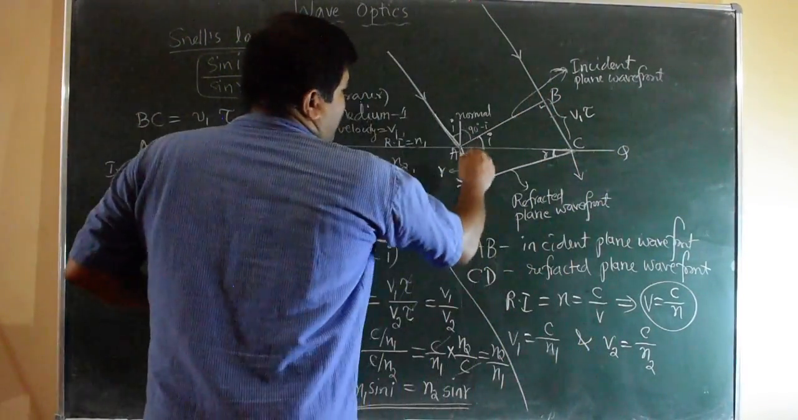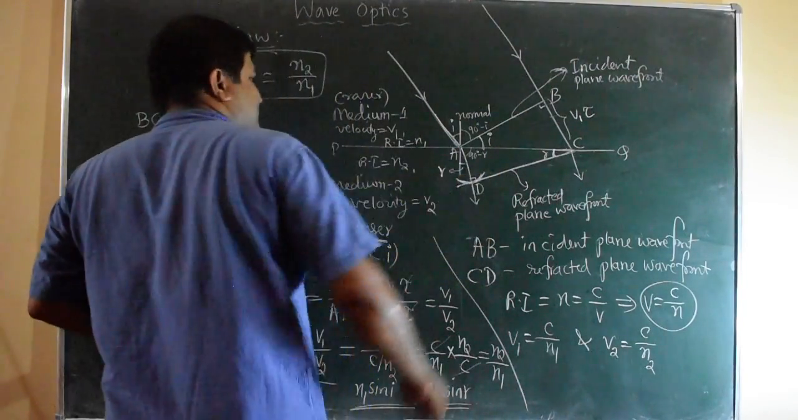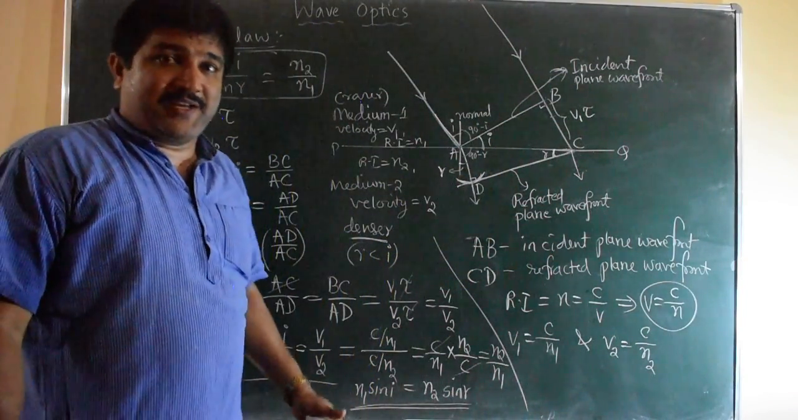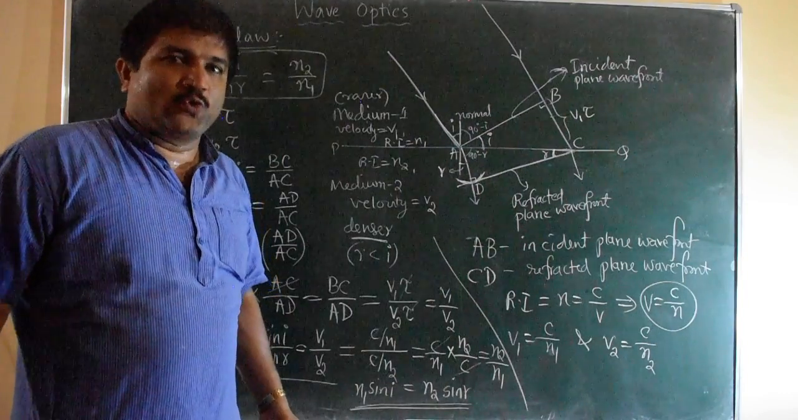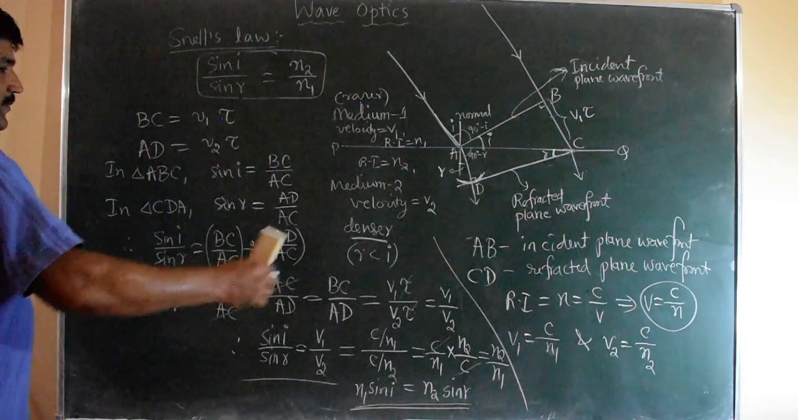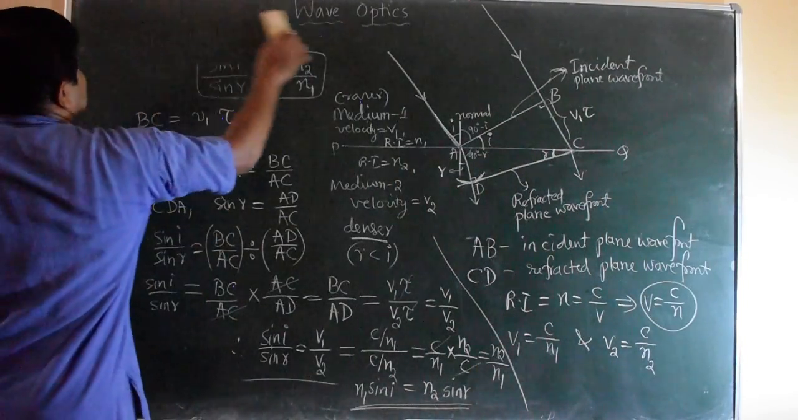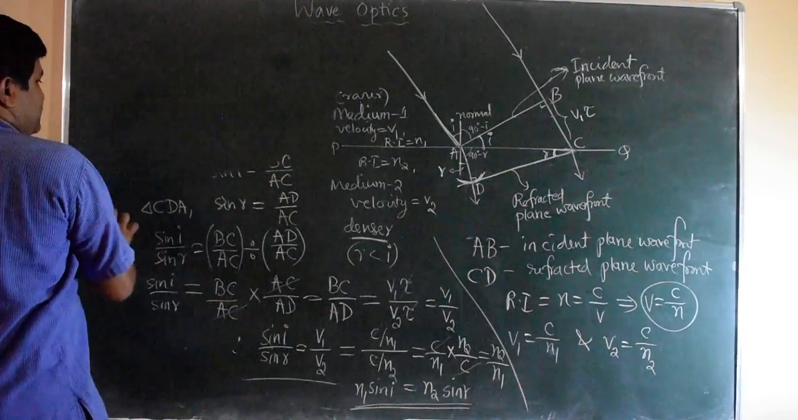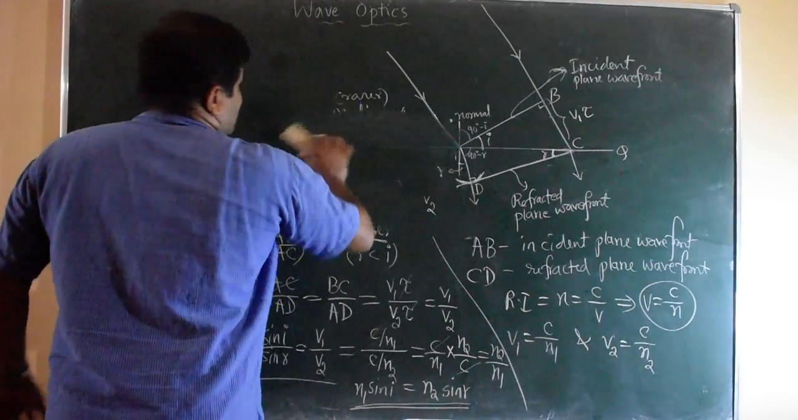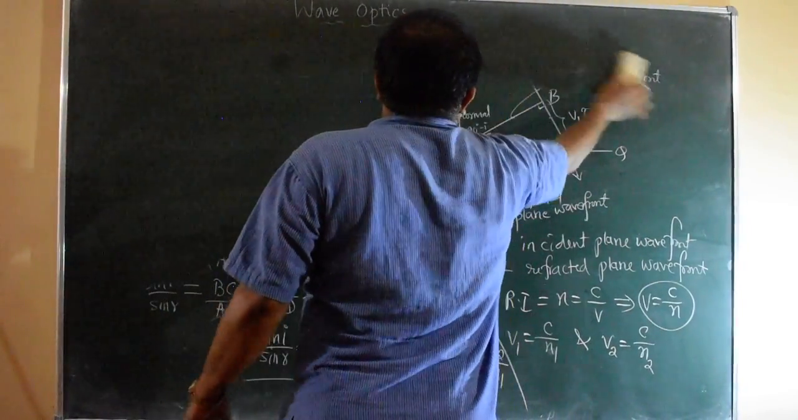And in the same time light travels distance AD in the denser medium, because in the denser medium light travels slower. Okay, so that's all about the proof. So this is the important derivation for 5 marks. Sometimes 3 marks also they may ask this question. Most of the times they ask in the 5 mark section.